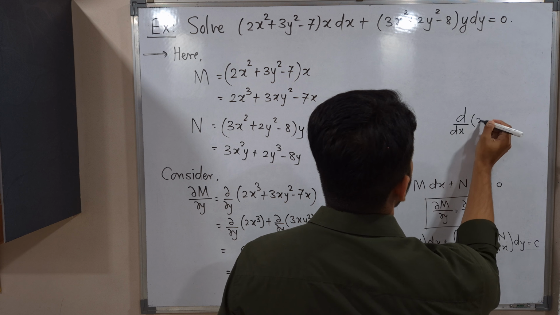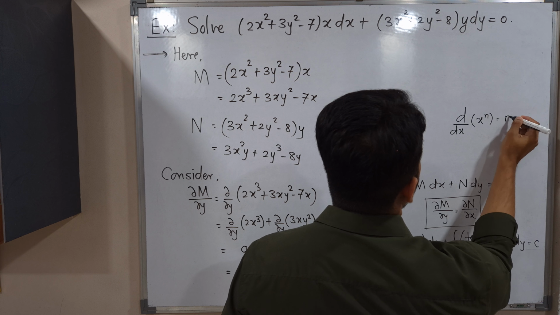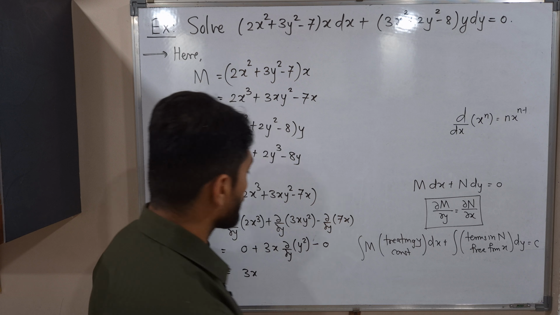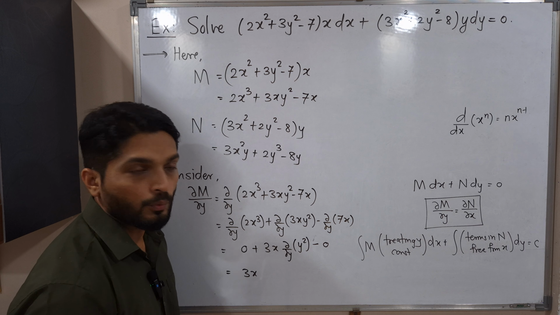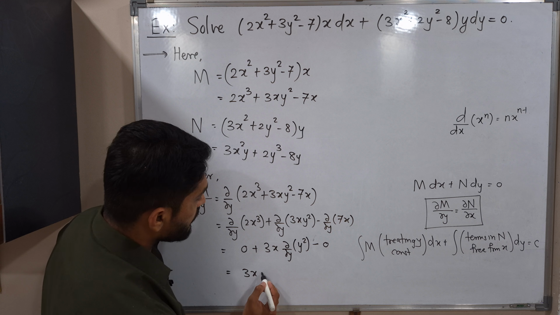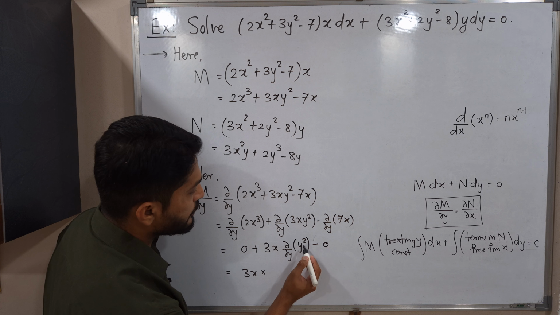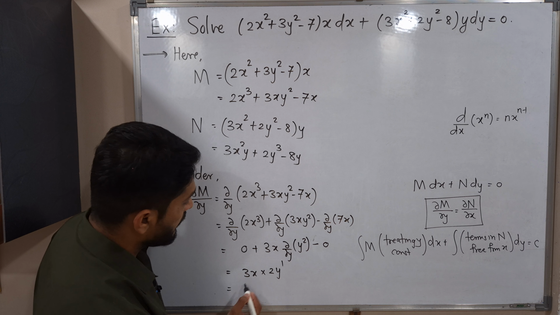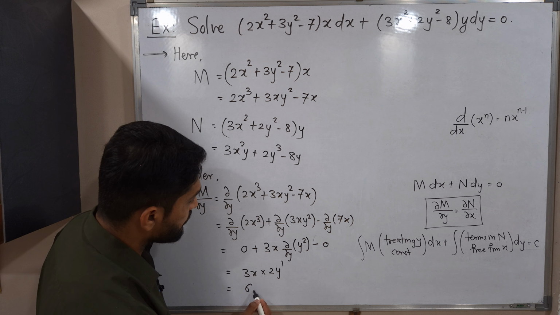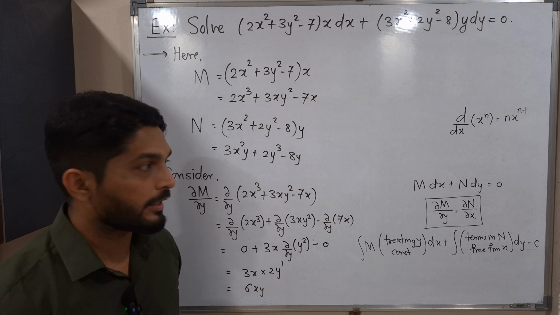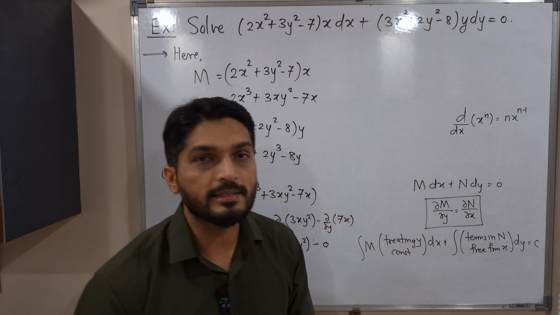Derivative of x raised to n is n x raised to n minus 1. Whatever the power we have, we write it before y, and we reduce the power by 1. So 3x into derivative of y square, 2 will come here. We reduce the power by 1, so y raised to 1. 0 is already there. 3 into 2, 6x. Y raised to 1 means y itself. So 6xy. So I got the derivative ∂N/∂y as 6xy.